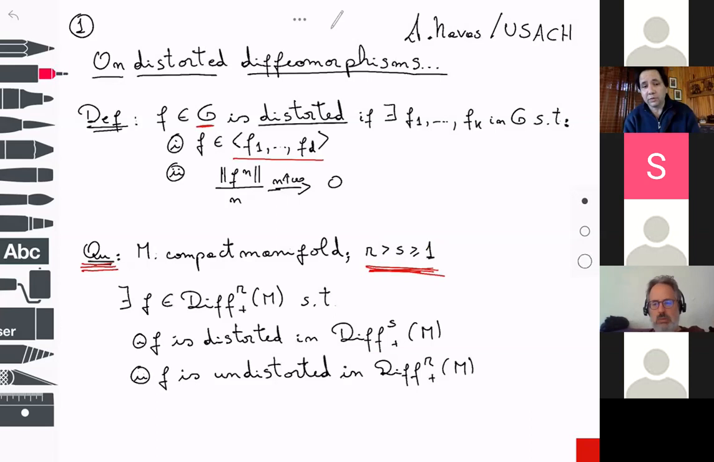Okay, thank you. The question is stated in this level of generality because I think the answer is yes. So for any manifold, for any differentiability classes larger or equal than one, this should exist, and I will try to explain what is the content of this question.